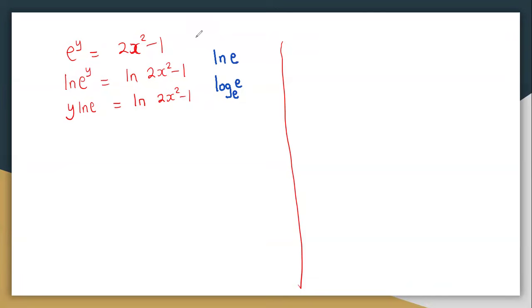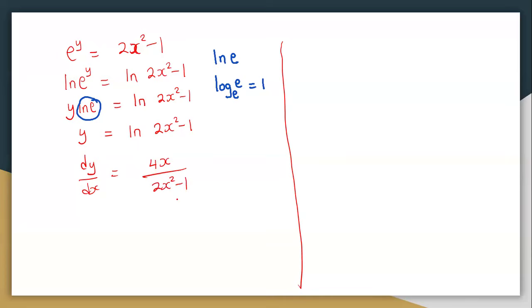Aha, very good. So this one is equal to 1. So ln of e is 1. That means your question in simplified form will be y is equal to natural log of 2x squared minus 1. Once you are at this point, you differentiate. My dy/dx will equal, I differentiate this, I get 4x divided by 2x squared minus 1. So that is how you handle such questions.